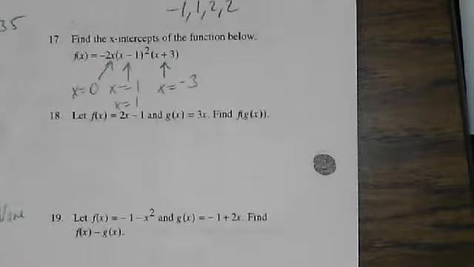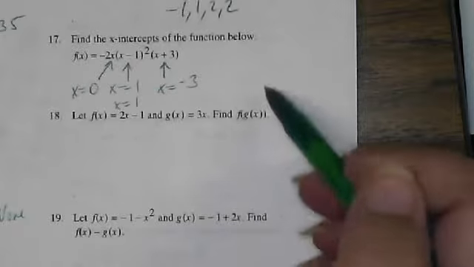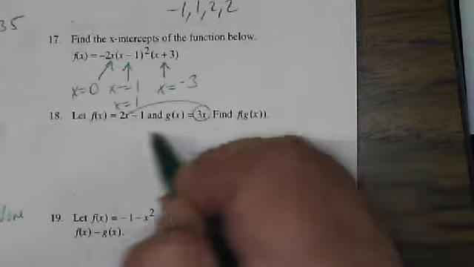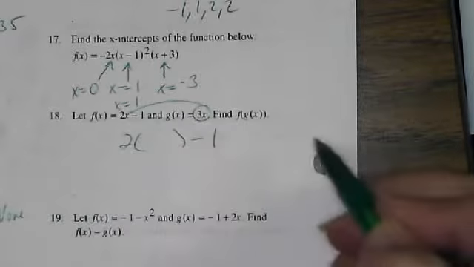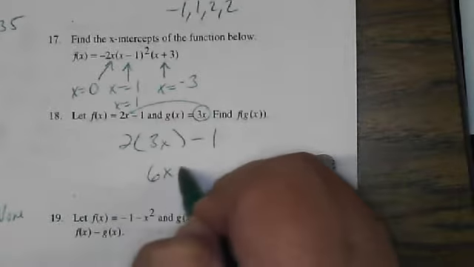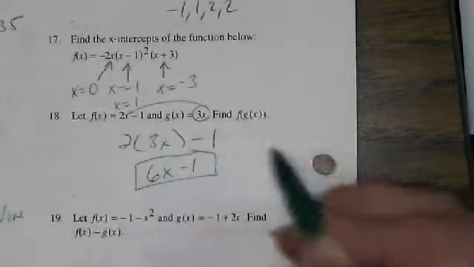Number 18, let f of x and g of x equal those, and find f of g of x. So that means that you're going to plug this in for x. So 2 times -1, plug in the 3x, 2 times 3 is 6, done.